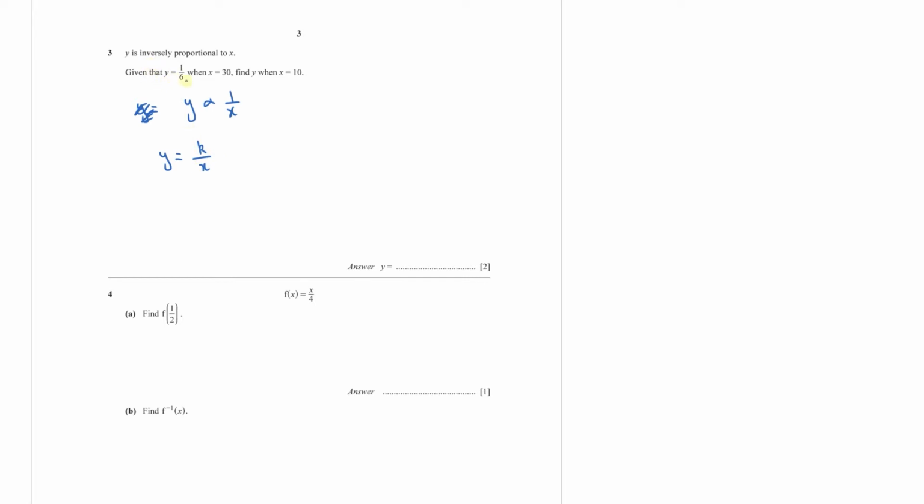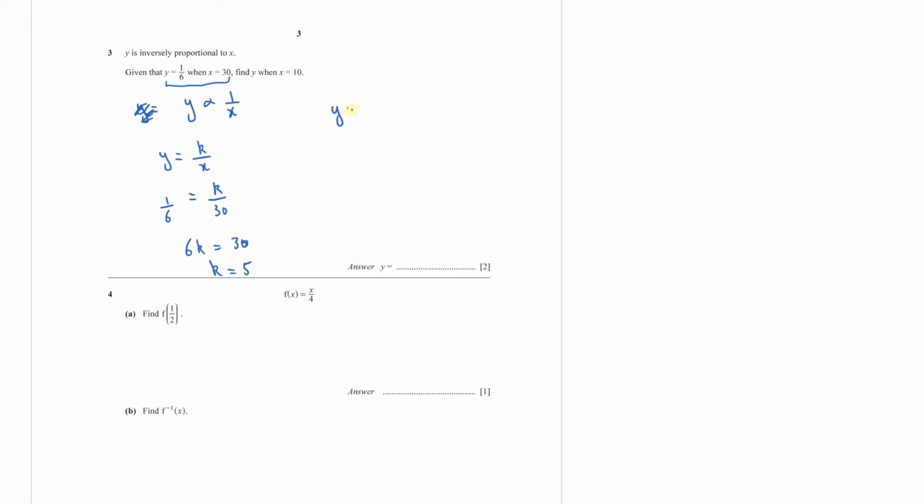Given that y equals 1 by 6 when x equals 30, find y when x equals 10. First we need to find the value of k. We can use these two values of y and x. So y is 1 by 6 when x is 30, so 1 by 6 equals k over 30. I just substitute the values of y and x in the equation. Cross multiplying, 6k equals 30, and this gives me k equals 5.